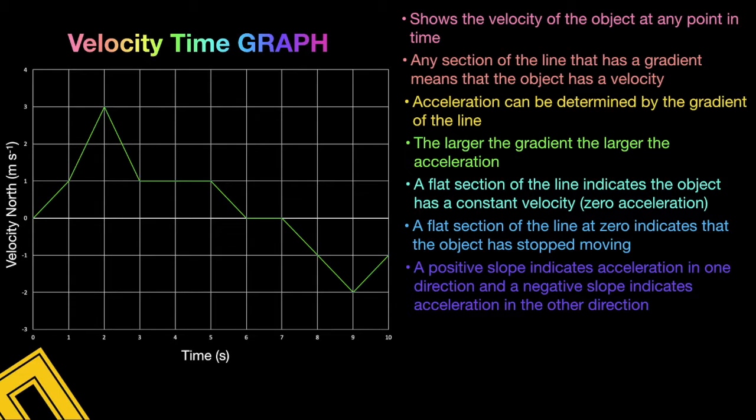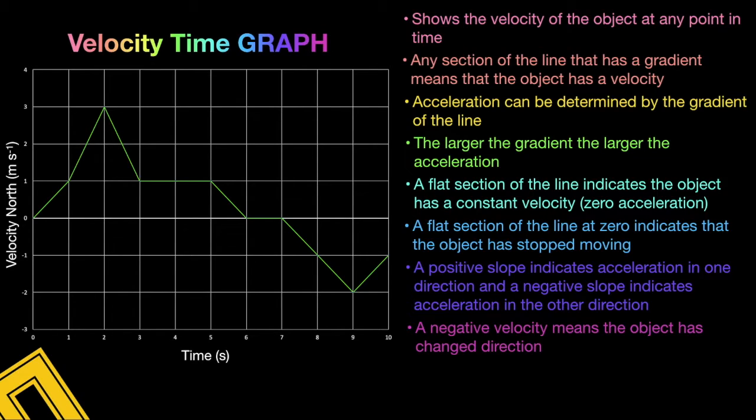So a positive slope indicates acceleration in one direction, and a negative slope indicates acceleration in the other direction. So you can see here, positive being north and negative being south.